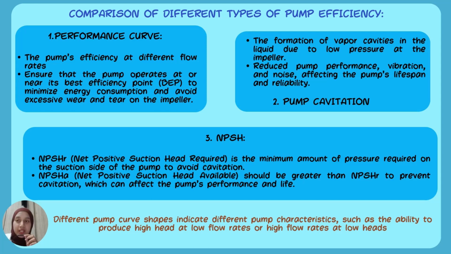So to avoid cavitation, the NPSH is an important factor to consider when choosing a pump and should be higher than the pump's NPSH requirement. Net positive suction head required, or NPSHR, is the lowest pressure needed on the pump suction side to prevent cavitation. So to avoid cavitation, which can shorten the pump's lifespan and performance, make sure that the NPSHA, which is net positive suction head available, is higher than the NPSHR.